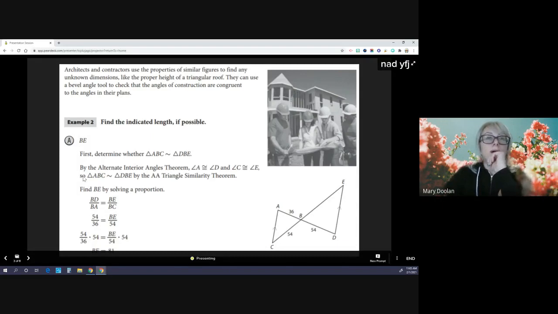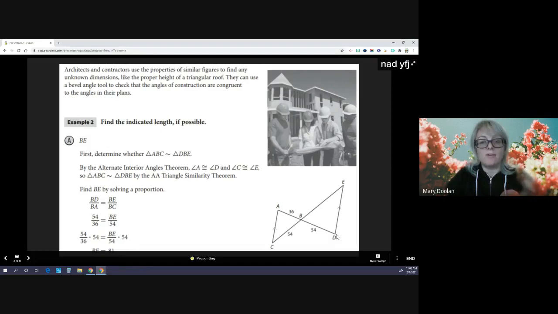Okay, so it says here, by the alternate interior angles theorem, which is something we learned about earlier in our school year. This side length right here, AC, and this side length, ED. Do you see these little arrows right here in the middle? What this means is that these are two lines that are parallel to each other.